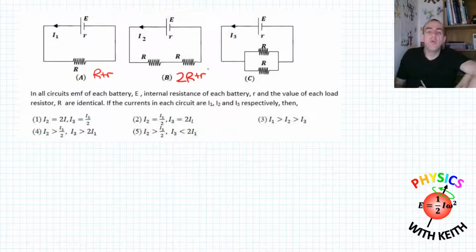Because there's more routes that the current can take. The current can either go the top way, like this, or it can choose to go the bottom way, like this. Now, if you think about this like a canteen dinner queue, where each resistor is a till, and you can't get through until you've paid for your food. When there's only one till open, the queue backs up because the current, or the rate of flow of people buying chips, is not very high.